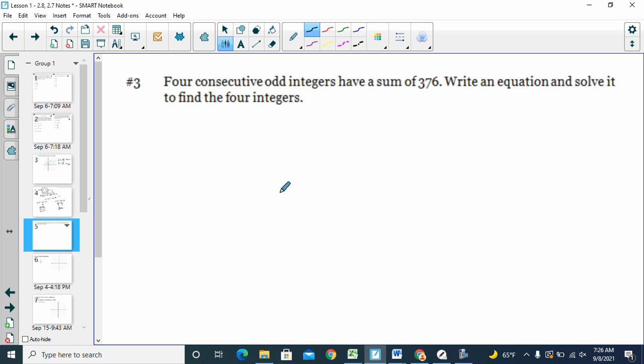And number 3 tells us 4 consecutive odd integers have a sum of 376. We are asked to write an equation and solve it to find the 4 integers. So if I call my smallest integer x, let's suppose that that is 73. So the other ones would be 75, 77, and 79. These are not right, but if the smallest one's x, the next odd integer is always 2 more than that. And the next one is 2 more than that, and then 2 more than that.